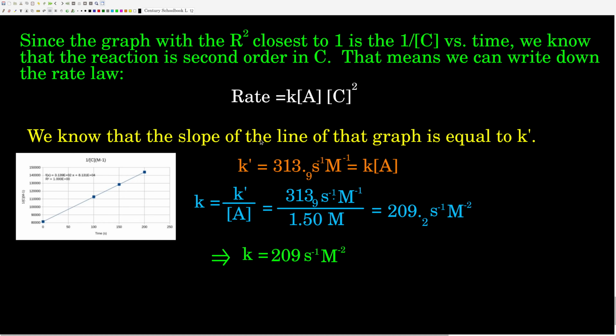From the graph, we see that the slope of the best fit line for the 1 over the concentration versus time is 313.9. That means times 10 to the second right there. So that gives us our k prime. Our k prime is the positive slope because it's second order, right? So k prime is basically 313.9 per second per molar. And that's equal to everything here, k times the concentration of A. Solving this for k, just dividing k prime by the concentration of A, we get 209.2 per second per molar squared. And so we know our k. And that's all there is to it, guys.